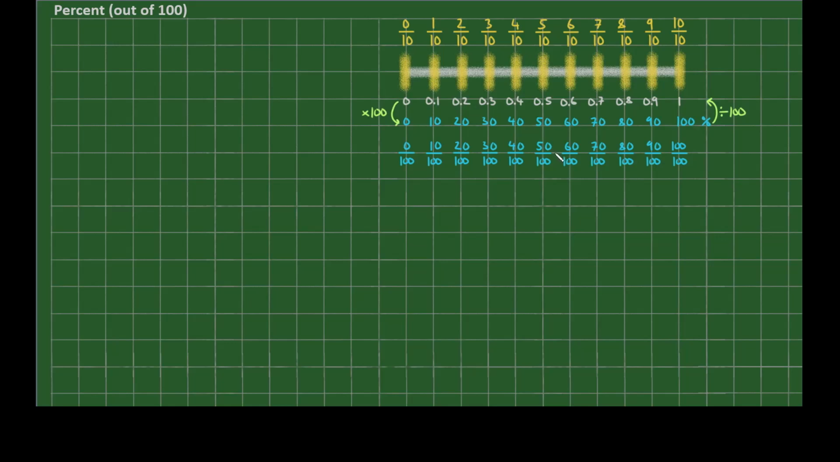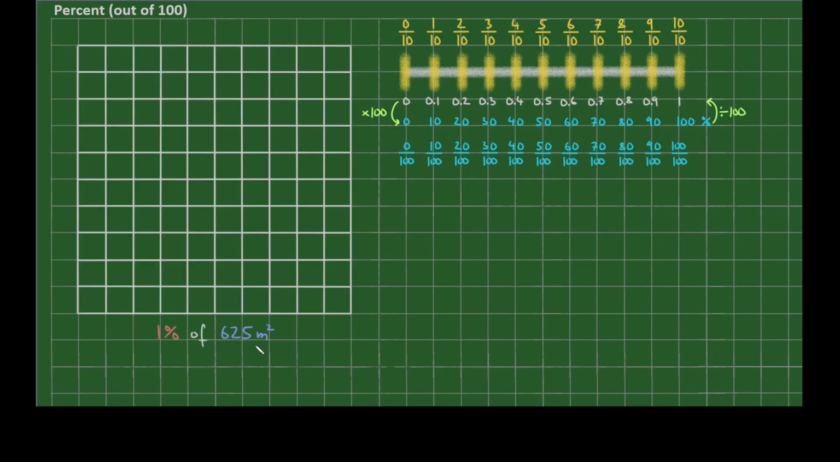Let me explore a few percentage calculations. Suppose that this square represents 625 square meters. Now I'm interested, what is 1% of that? In other words, I want to know what is 100th of 625 square meters. Well, if this big square represents 625 square meters, then 1% would be 100th of it. And on my diagram, that would be one of these little squares.